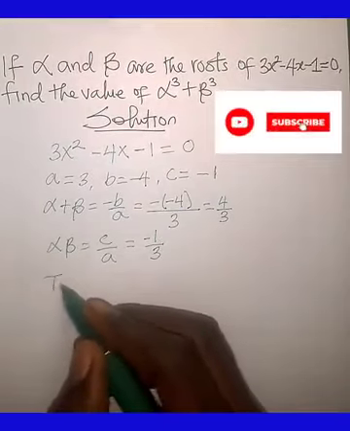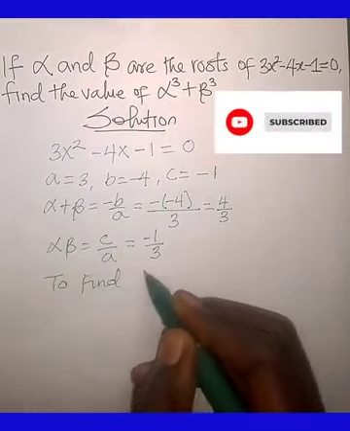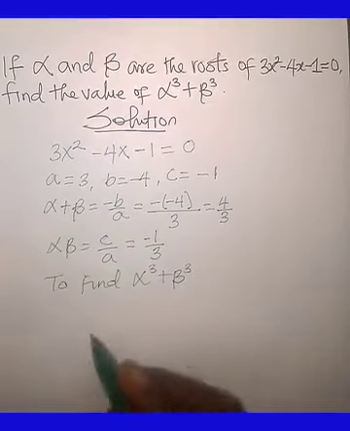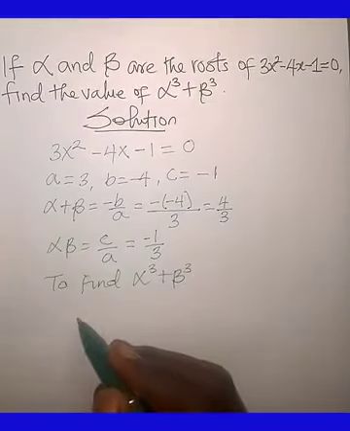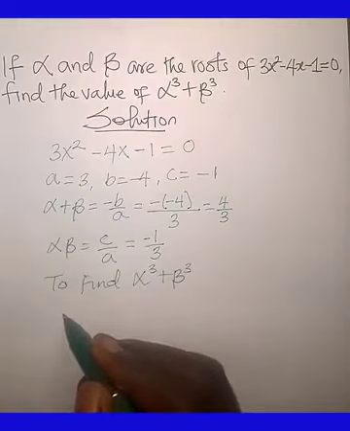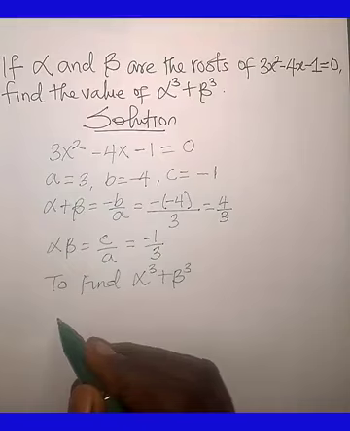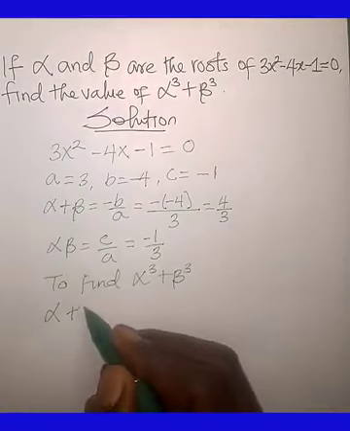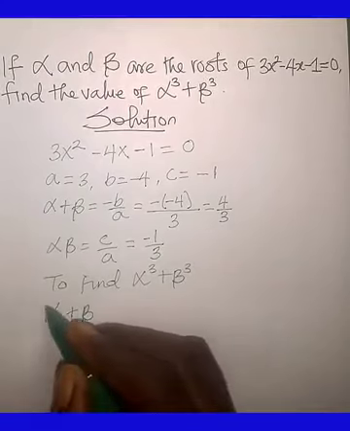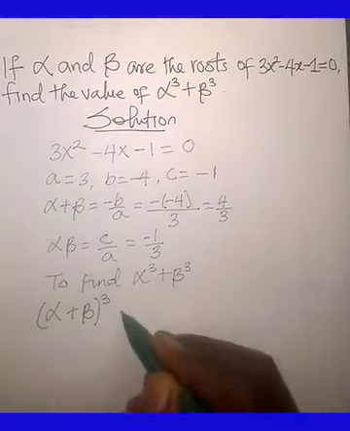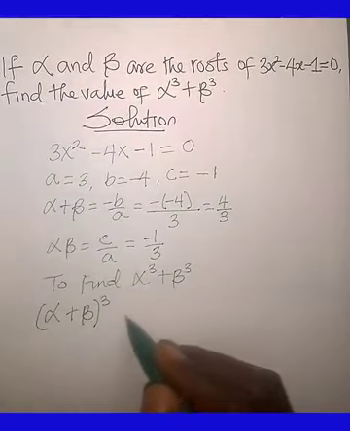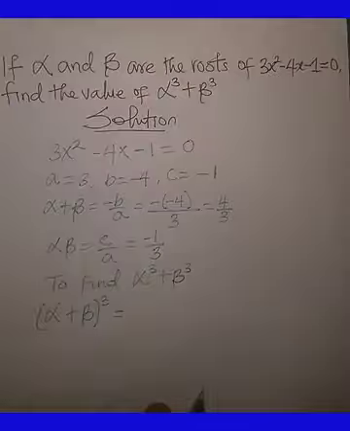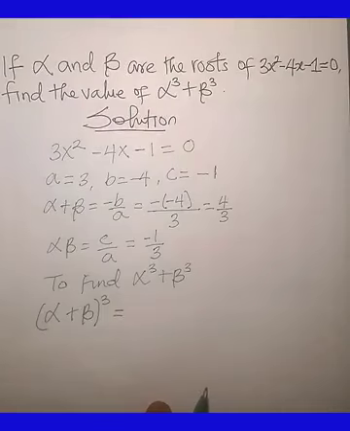Now, to find alpha raised to power 3 plus beta raised to power 3, what we are going to do is rewrite this as alpha plus beta all raised to power 3. So we need to expand this, and in expanding this we can use what we call Pascal's triangle.